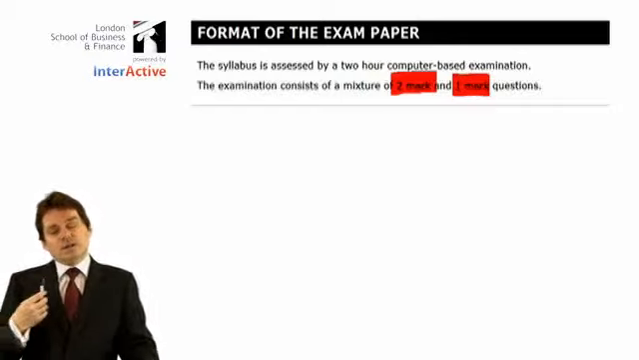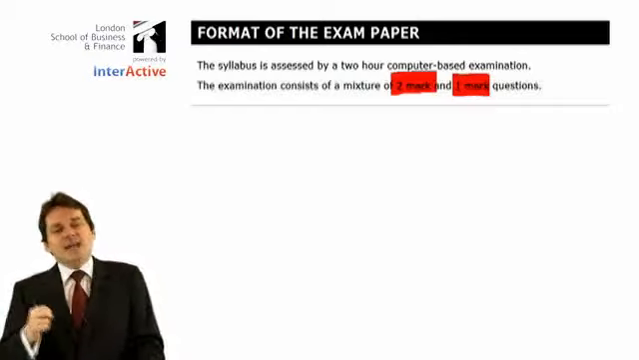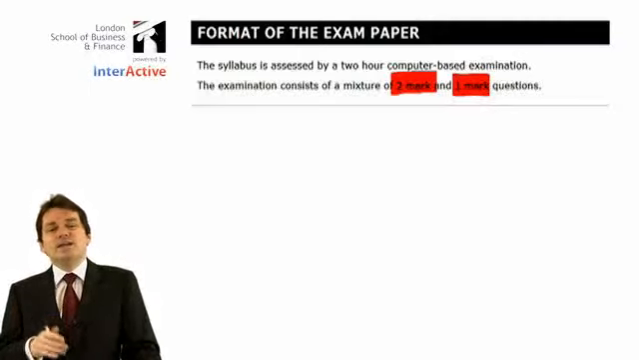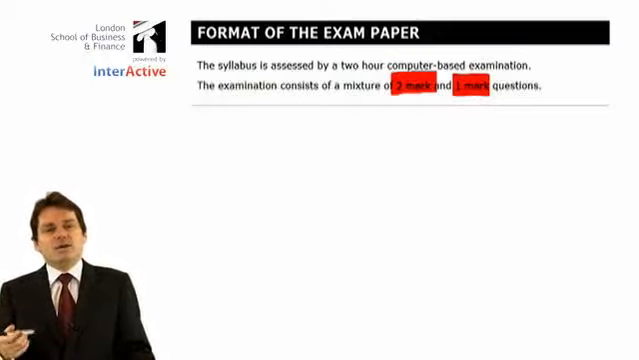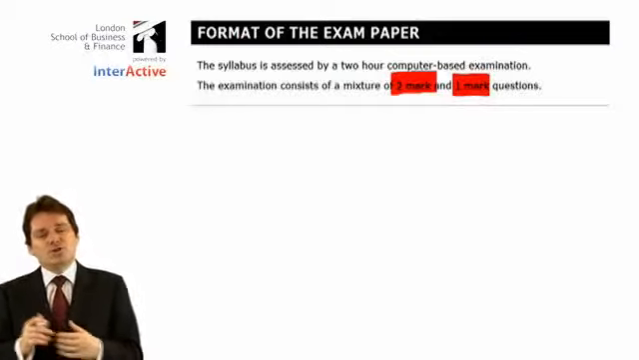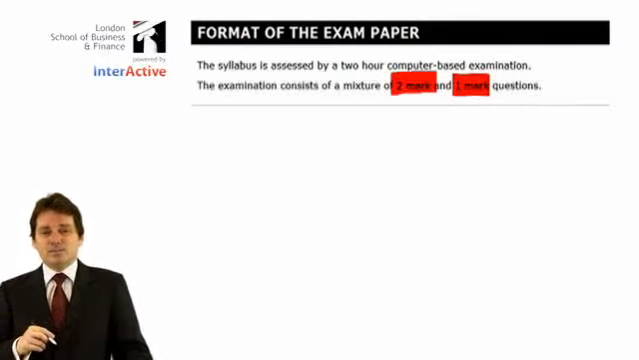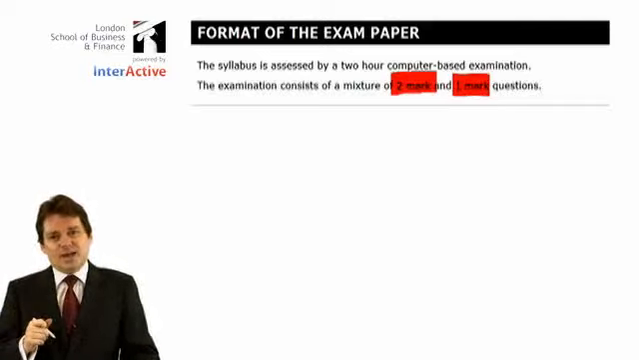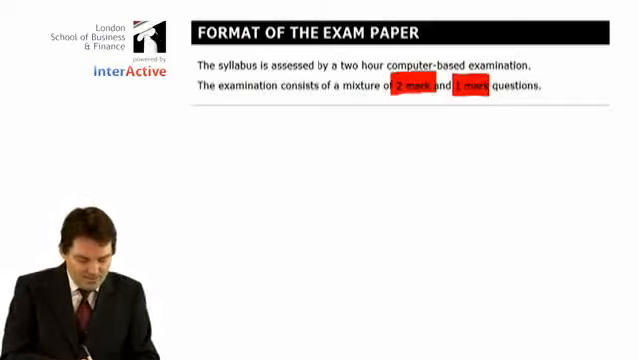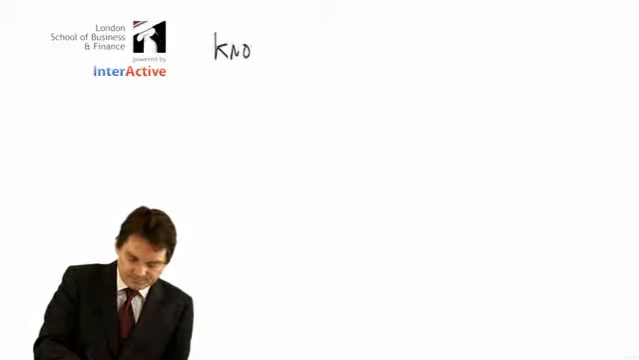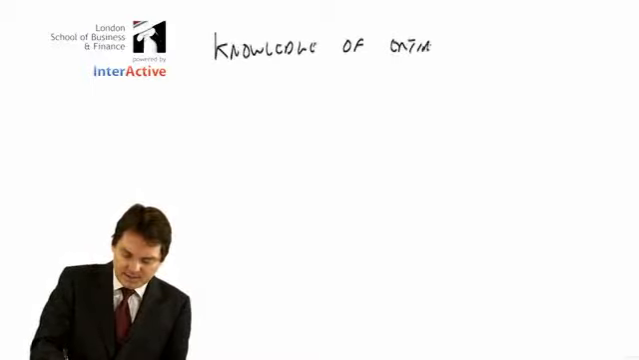The thing is that because it's a computer-based exam, everybody gets a slightly different exam paper. What the ACCA do is they have a bank of about 500 questions altogether, and then the computer chooses questions at random. So, some of you will have slightly different question papers to others. Now, that means that you need to have a knowledge of the entire syllabus.